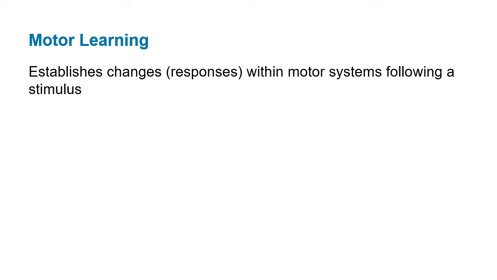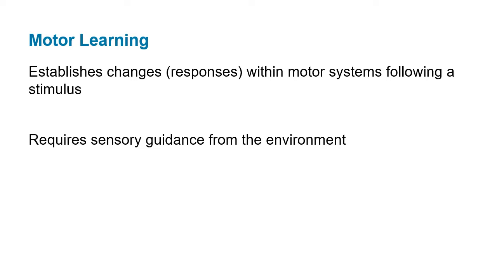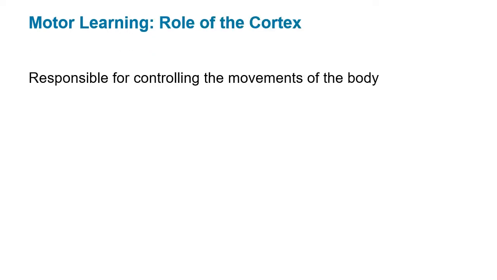All right, let's switch to motor learning. So motor learning is the next one. And motor learning is going to be whenever we're establishing a response or changing a response within the motor systems following the stimulus. And this requires sensory guidance from the environment. The motor system isn't going to activate without input from the environment. And the main area is going to be the cortex.